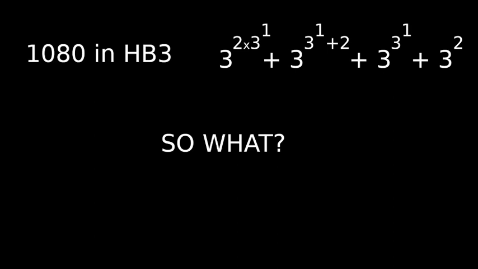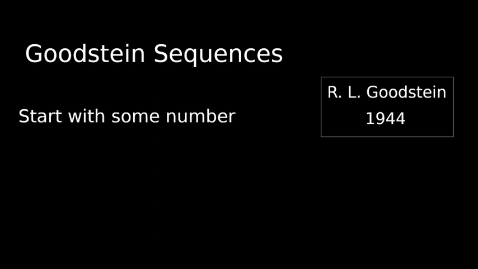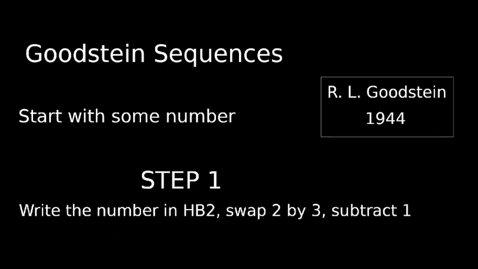Quite literally. For that we'll need the so-called Goodstein sequences proposed by Reuben Goodstein in 1944. The sequences are built according to the following rules. We start with some number that needs to be a positive integer, and then we do steps. For step 1, we write the number in hereditary base 2. Swap all the 2's in the bases by 3's, then we subtract 1. The result is the second term of the sequence.